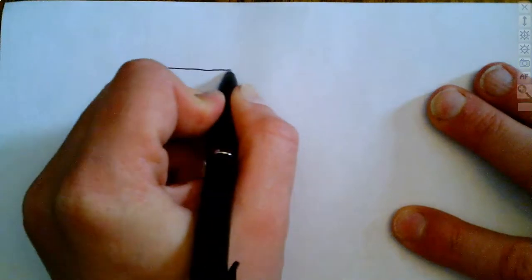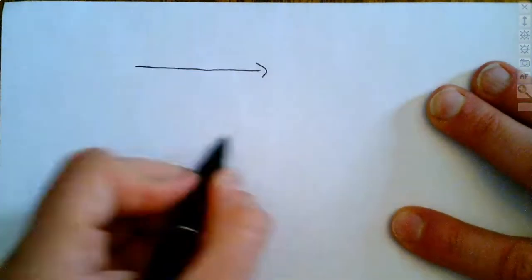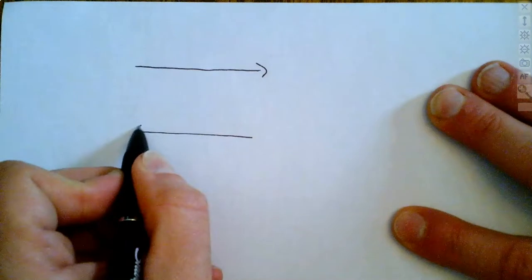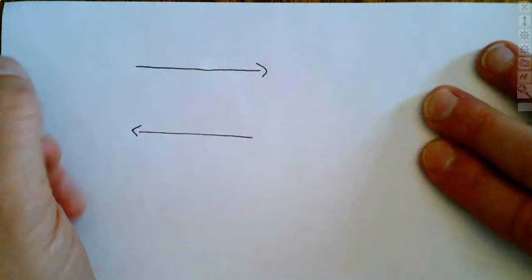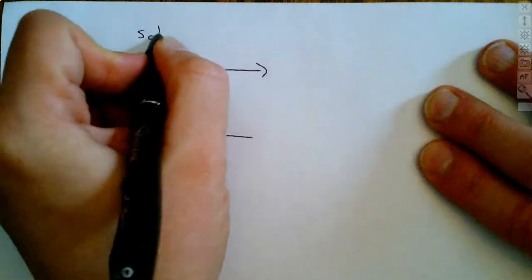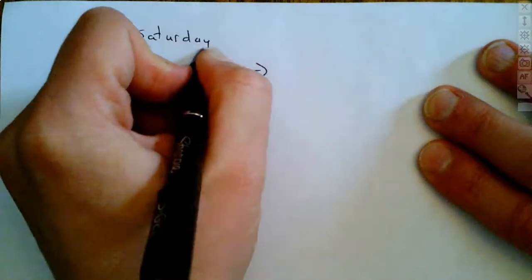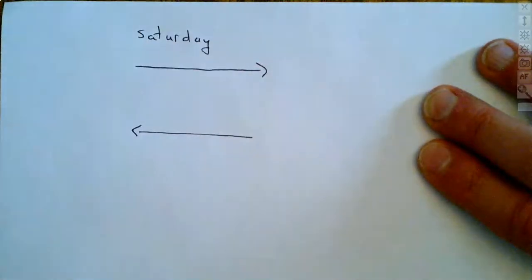Now, when we look at this problem, what do we know? We know they should be the same. Because if it's 20 miles to her house, it's going to be 20 miles back home. So when we label these, they're going to equal. So our vectors look like this. These lines are called vectors. And this will be Saturday. And this will be Sunday down below.